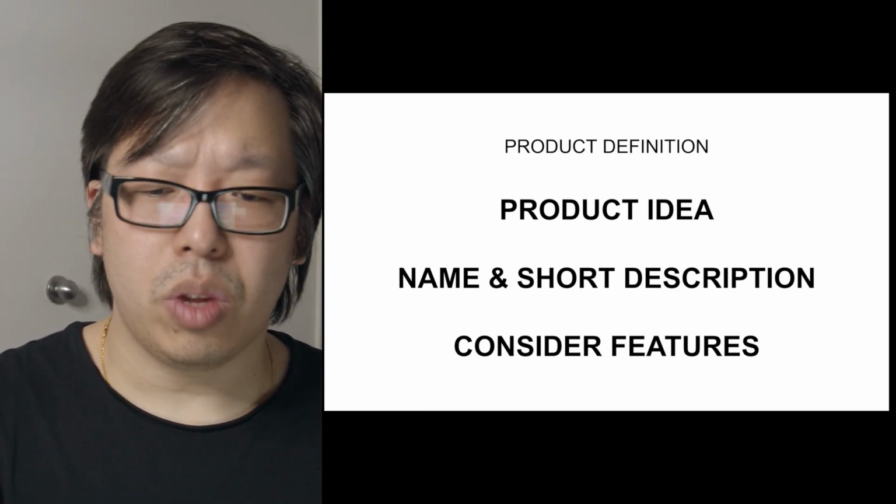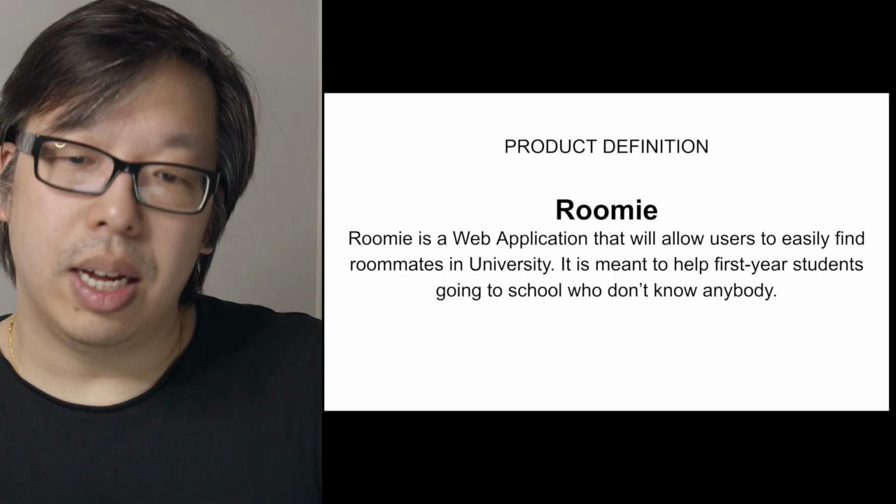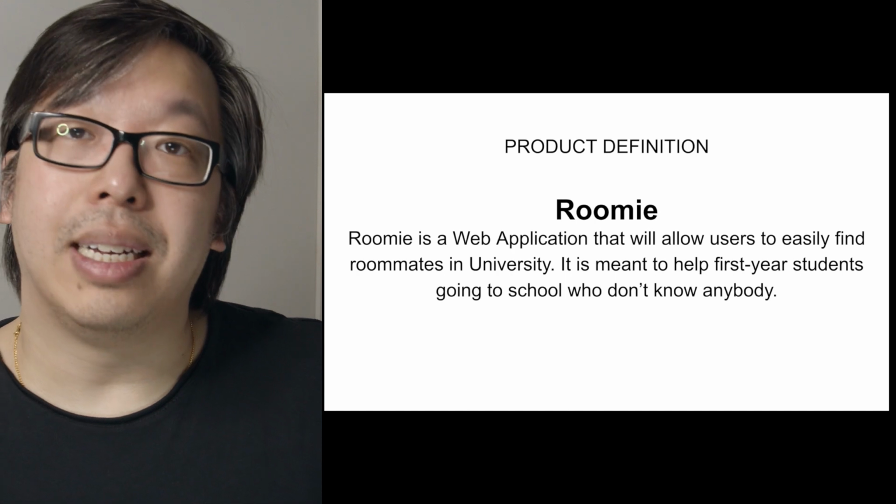Okay? All right, so we're going to give you a couple of examples here, to help you figure out what exactly this looks like. Roomie. Roomie is a web application that will allow users to easily find roommates in university. It is meant to help first-year students going to school who don't know anybody. Okay, so there's a web application product definition.